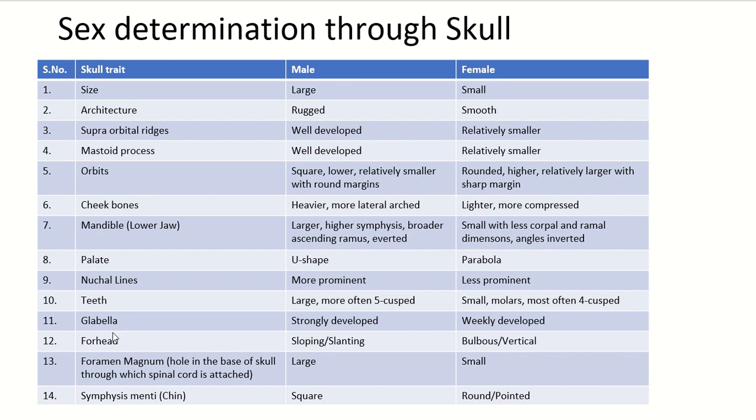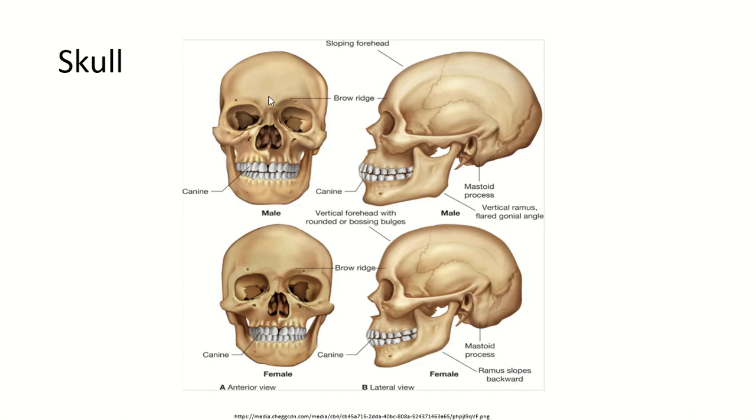Now the glabella is present between the eyebrows. So this is the glabella, these are the supraorbital ridges, these are the orbits, the mastoid process, the cheekbone, the chin. Now you have to compare all the discussed differences from this picture.